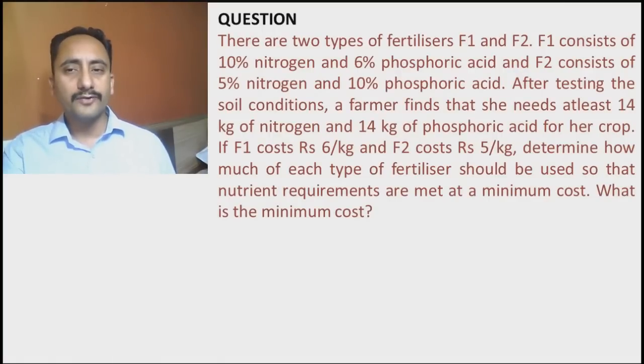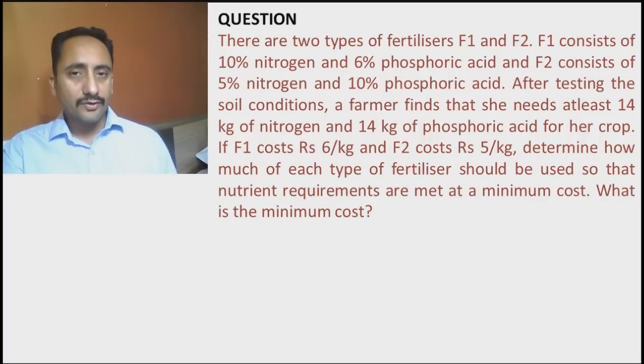There are two types of fertilizers, F1 and F2. F1 consists of 10% nitrogen, 6% phosphoric acid. F2 consists of 5% nitrogen, 10% phosphoric acid. After testing the soil conditions, a farmer finds that she needs at least 14 kg of nitrogen, means the fields require 14 kg of nitrogen and 14 kg of phosphoric acid too for the crops.